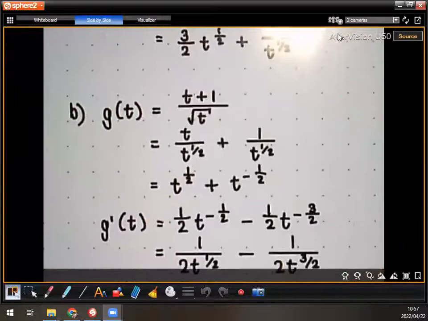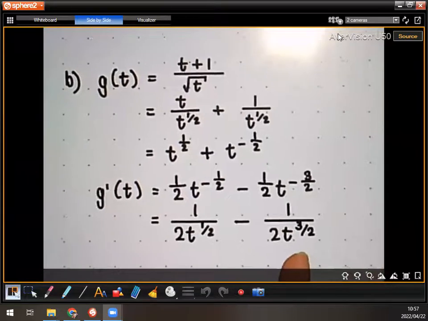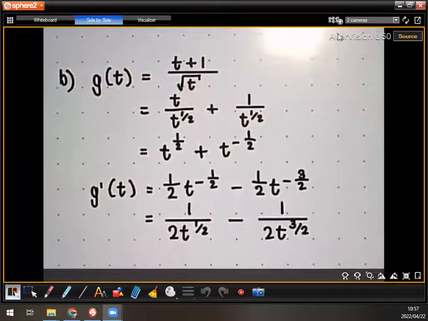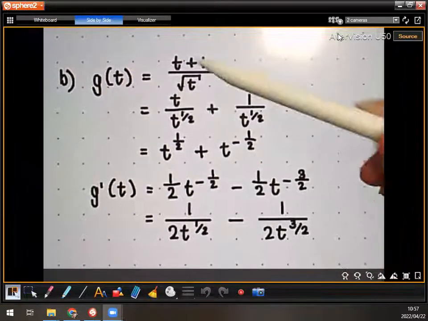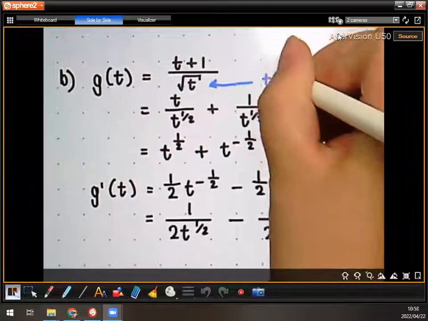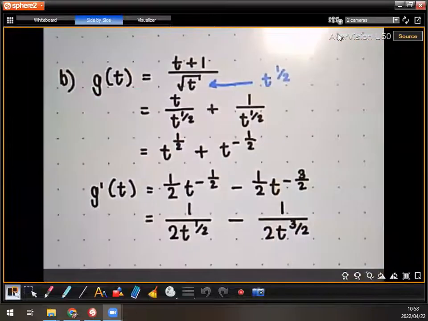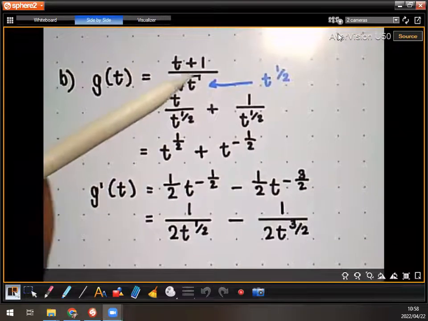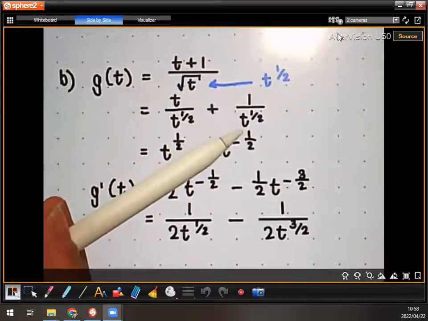All right, B, there we go. B was a bit more complicated. Now, guys, this denominator that you have is t to the half. So you have 2 terms over 1 term. So what you have to do there is again split your fraction up. So you take t over t to the half plus 1 over t to the half.